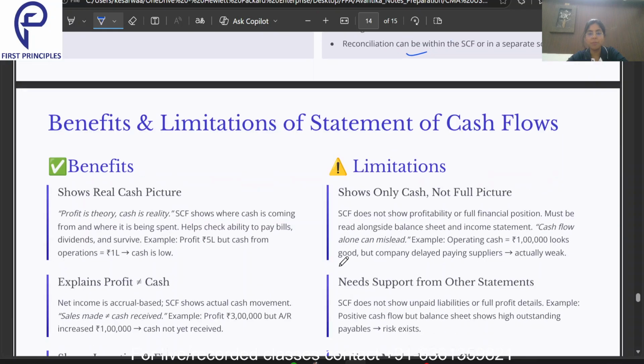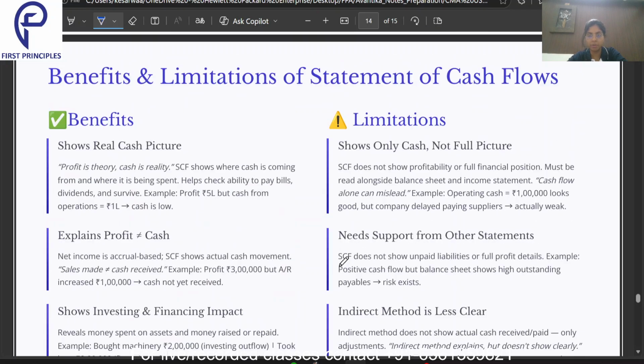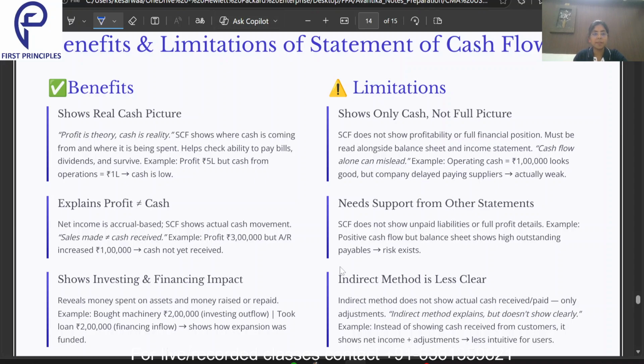Now, some of the benefits and limitations of the cash flows, and with this we will be done with this chapter. So the benefits: it shows the real cash picture. That means profit is a theory, cash is the reality. Why? Because at the end of the day, when we have to spend money, we will not look at the profits, we will look at the cash. So that's why it gives us the real cash picture. Then it explains to us that profit is not equivalent to cash. Profit is something different from what is actually lying with the business in the bank account or maybe in their cash box. Then it shows the investing and financing impact.